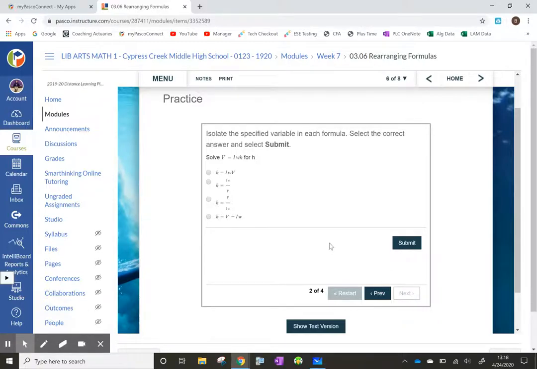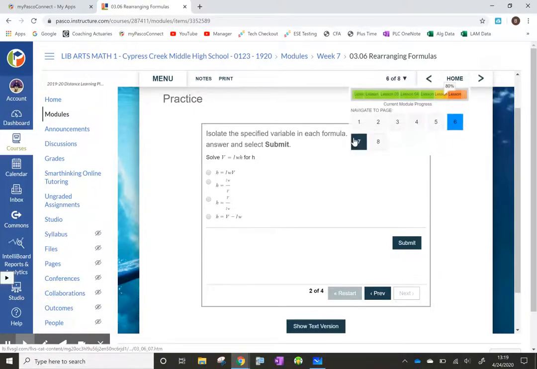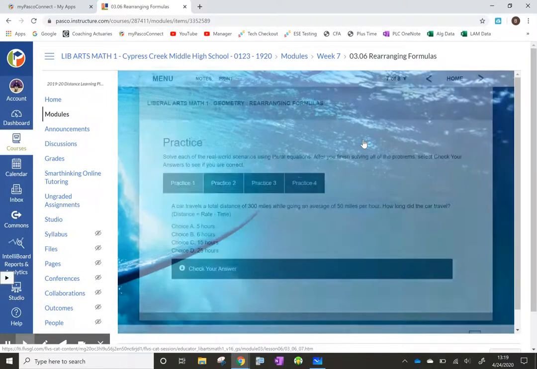So I'm going to let you guys, this will check your answer. This is not a graded thing, but it'll check your answer for you. You can try those few problems as well. Let me see what's on this last page.